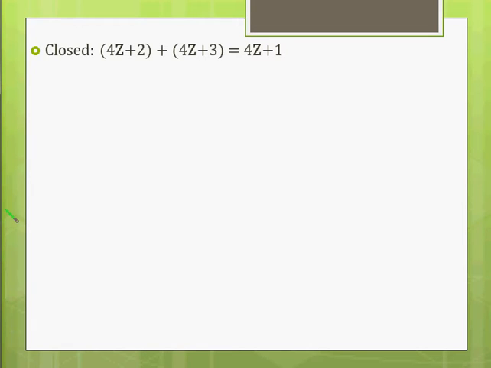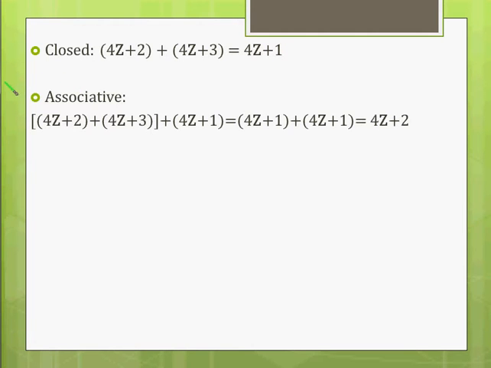So remember, to be a group, it's got to be closed, right? And it is closed. 4 times an integer plus 2, plus 4 times an integer plus 3, is 4 times an integer plus 1. So the elements are closed. Like this right here, this is an element in our factor group, 4z plus 2. It's not that this is an element and this is an element. No, together it's an element. So this element plus this element is this element. So it's closed.